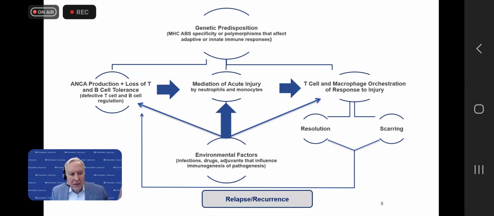loss of B and T cell tolerance, that then creates an antibody that results in injury as a consequence of activation of neutrophils and monocytes. And that whole process is influenced tremendously by genetics and by environmental factors that then go on to either resolve the disease, because of either therapy or the immune system downregulating this process. You hope that you can downregulate that immune process, especially innate immunity, so that you prevent scarring, glomerular sclerosis, tubulointerstitial fibrosis.